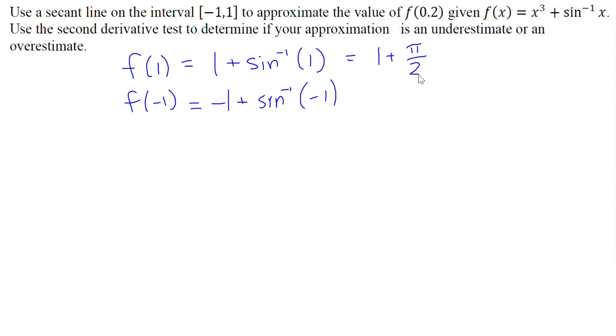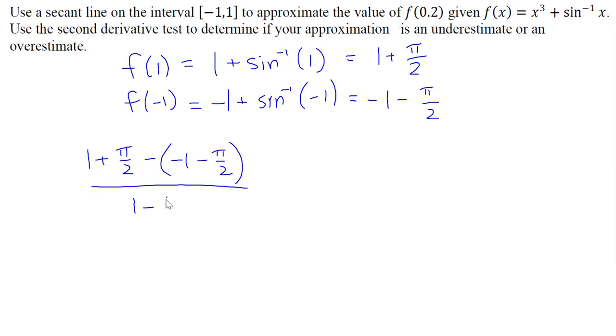And likewise, for inverse sine of negative 1, it's still got to be between negative pi over 2 and pi over 2. That's going to be at negative pi over 2. So we have negative 1 minus pi over 2. So those are our two values. We'll use those to find our slope. So we'll do f of 1, 1 plus pi over 2, minus negative 1 minus pi over 2, f of 1 minus f of negative 1 over 1 minus negative 1. That should give us our slope.